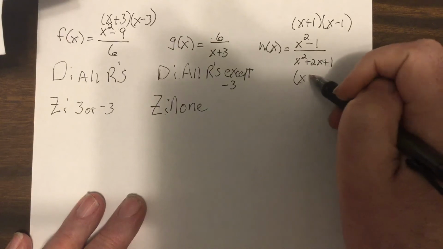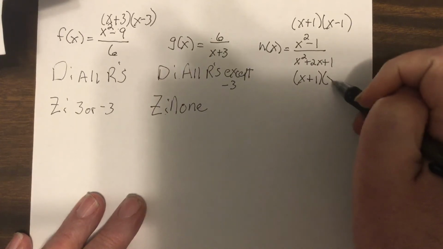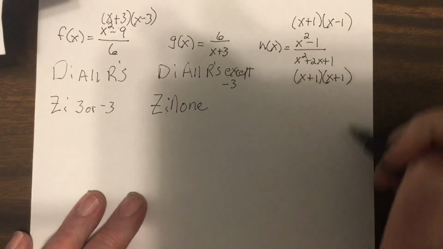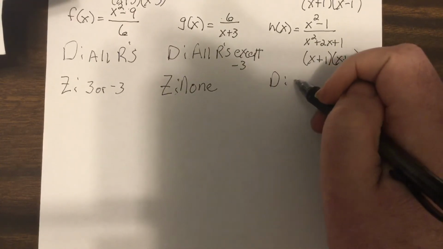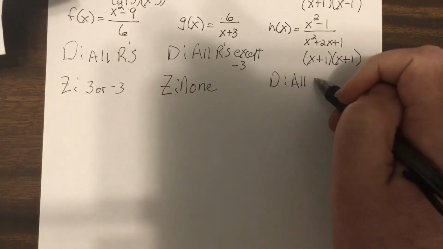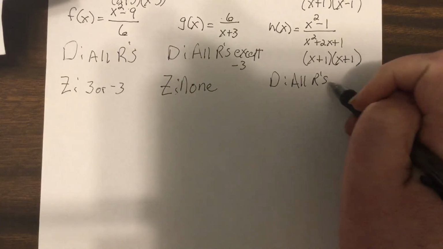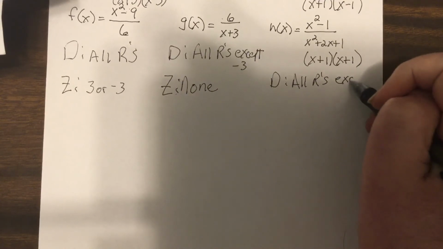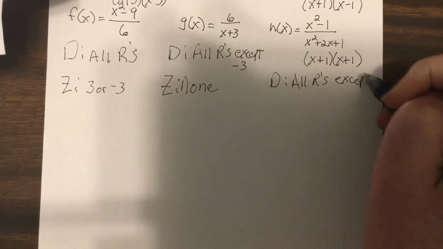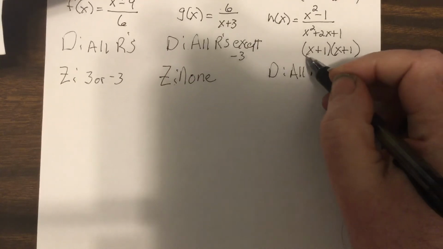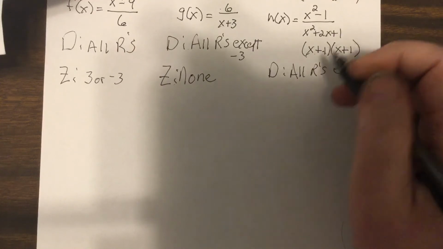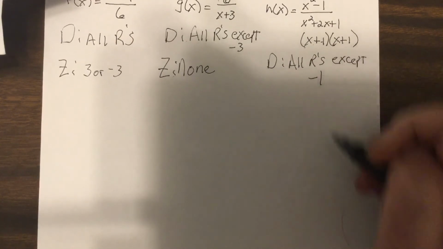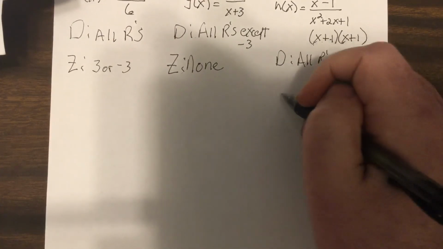So the domain. What numbers can I use? Well, I can use just about all of them. Very few cause a problem, except in this specific case, negative 1, because I put negative 1 in here, plus 1 is 0. Negative 1 plus 1 is 0. So it'd be everything but negative 1.